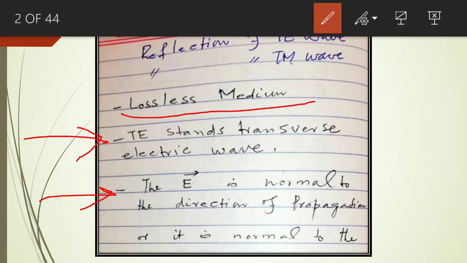We will consider two media, medium number 1 and medium number 2. The light wave will travel from medium number 1 to medium number 2, and we shall assume that these two media are lossless media, so we shall not consider the attenuation of the light signal in medium number 1 as well as medium number 2.